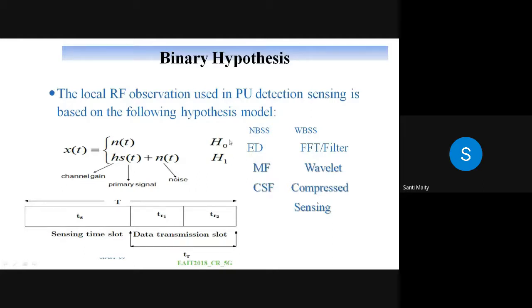Now the question is, how much information, here is the cognition availability. What level of information does an IoT object have about the primary user signal? If it has no knowledge about the primary user signal, then energy detection is a very nice, blind approach. It will just sense the samples, calculate the energy, and make the decision.